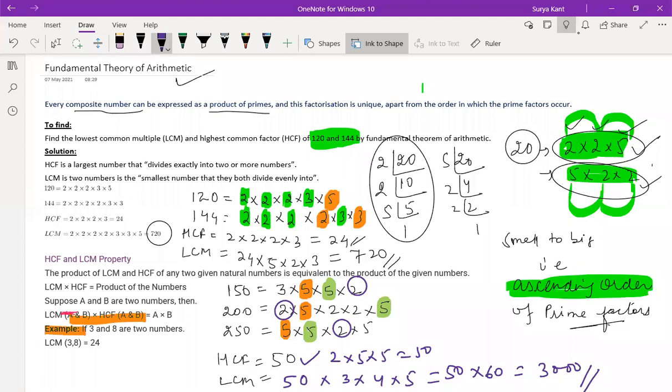Some 3000 something, you are getting some different answer, right? Someone is getting a different answer, right? No, sir. I actually made a mistake.